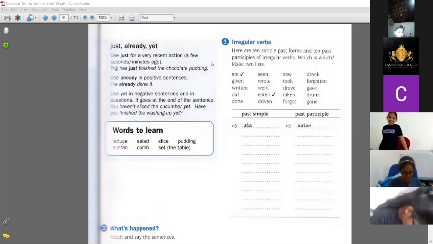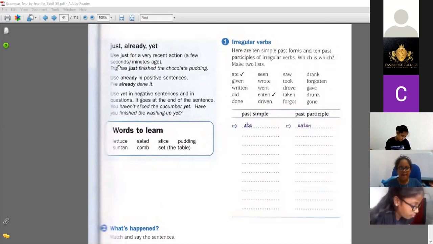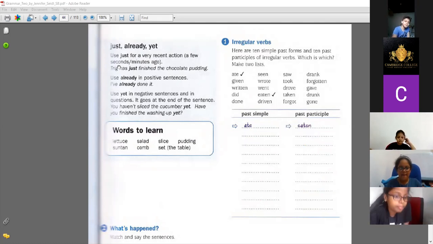The next one, look at this. Just, already, and yet. Look at these three and highlight the parts that I'm going to tell you. Use just for a very recent action. Highlight it. We use just for a few seconds ago, a few minutes ago. I have just come home. I have just finished my homework. So a few seconds ago, a few minutes ago.